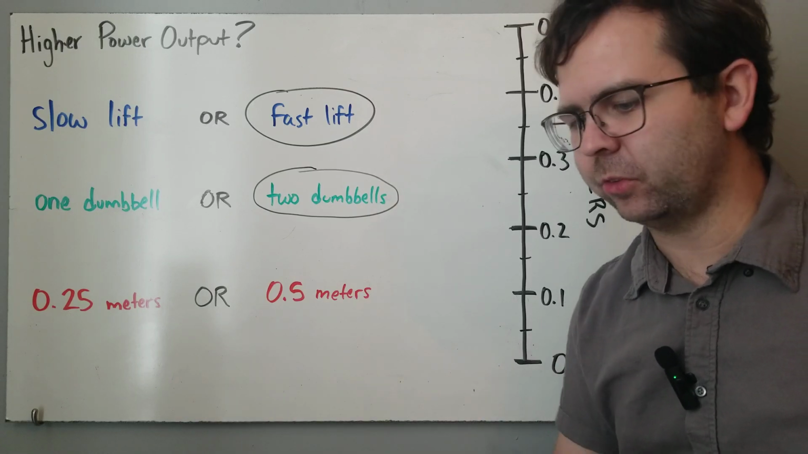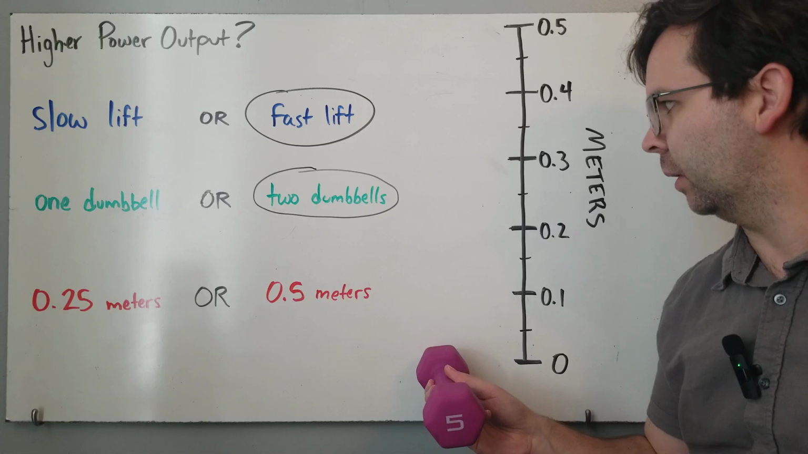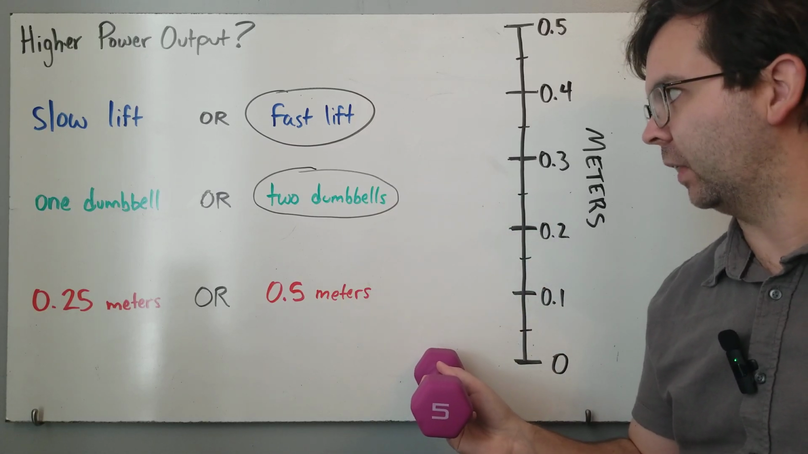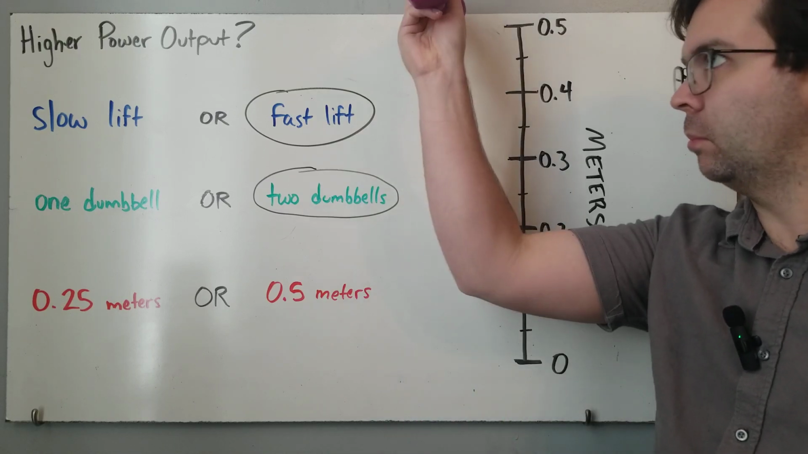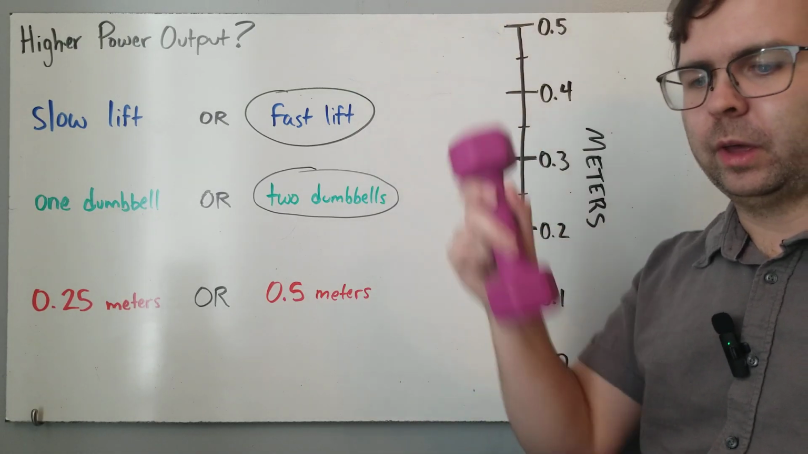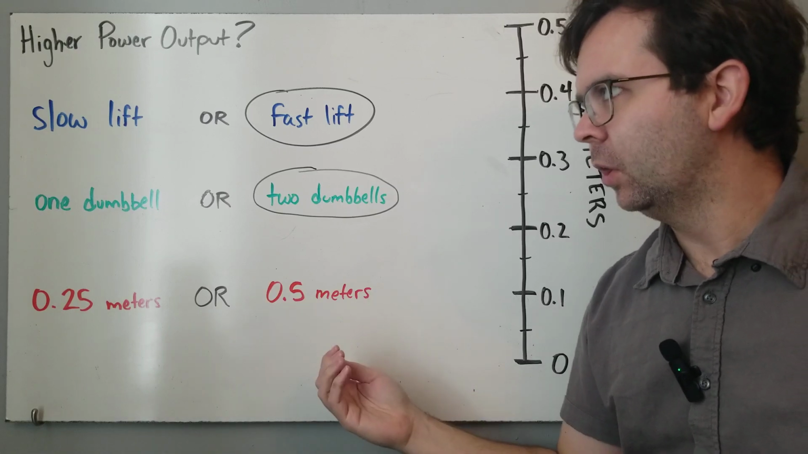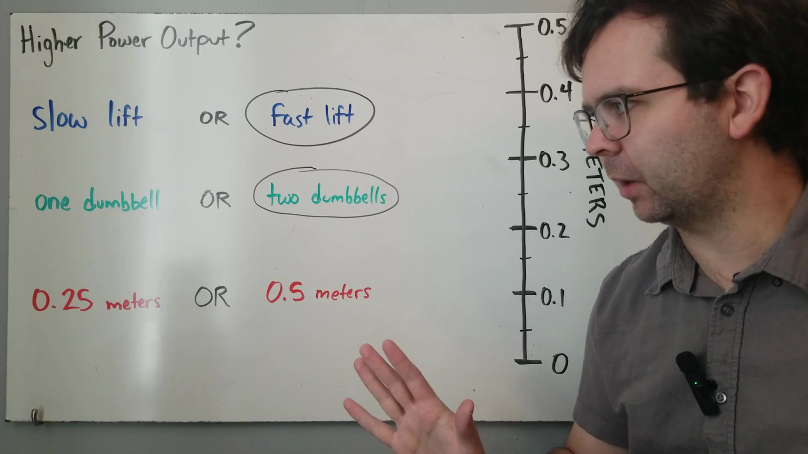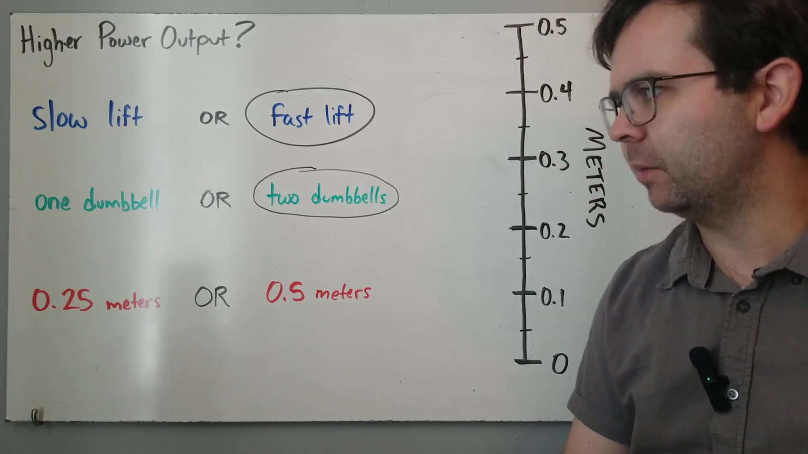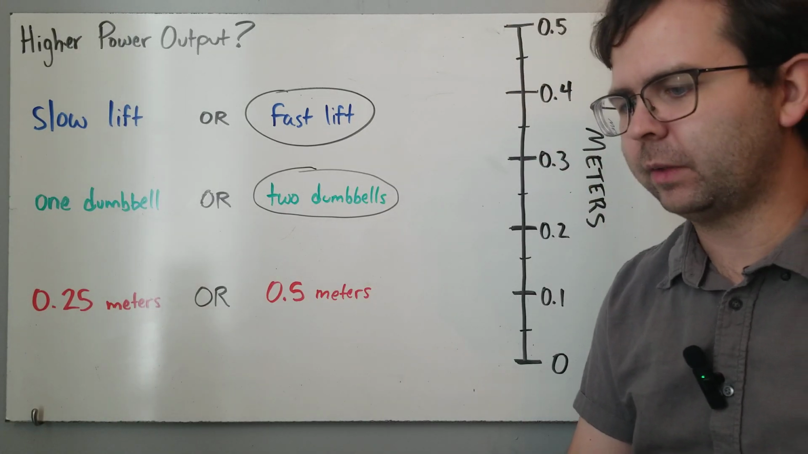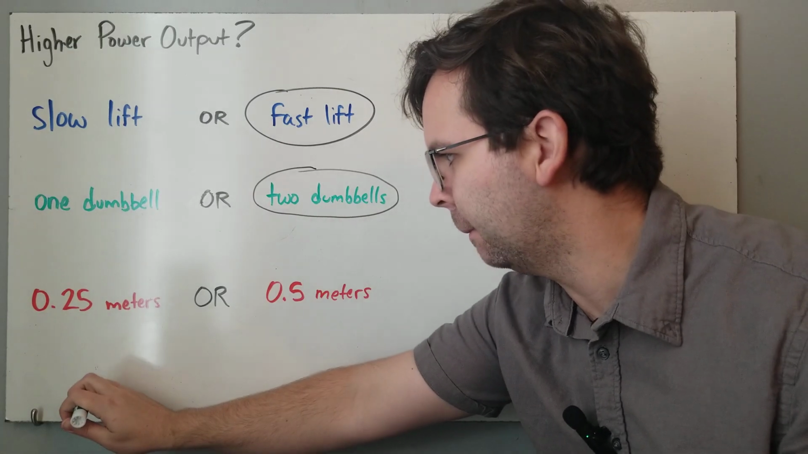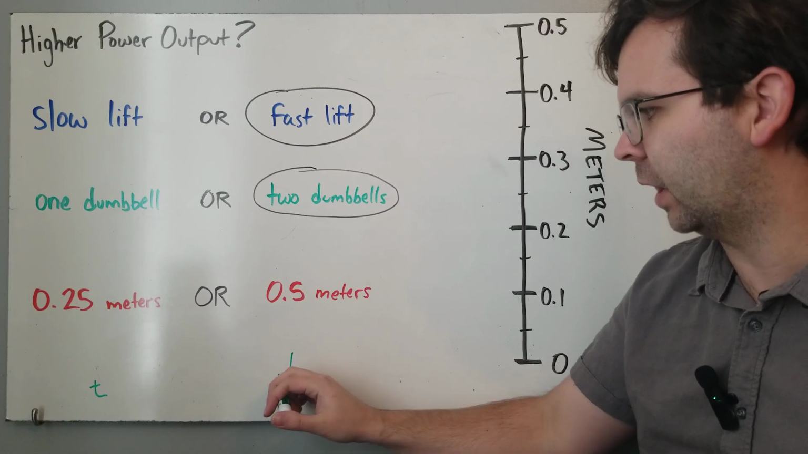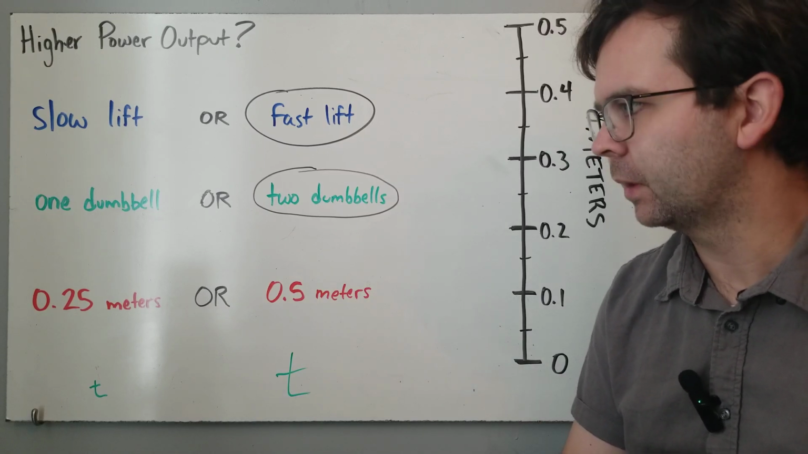All right, what if I have different distances? What if I take one dumbbell and I lift it to 0.25 meters right here in the middle? But then I take the dumbbell again and I lift it at the same speed to 0.5 meters. As long as the speed is the same, which one has a higher power output? Well, if we just think about it briefly, lifting at 0.25 meters, we can do that pretty quickly. And so that would be a relatively low amount of time. I'm going to draw a little t here to represent the time, and this would take a little bit more time. So I'm going to draw a bigger t.